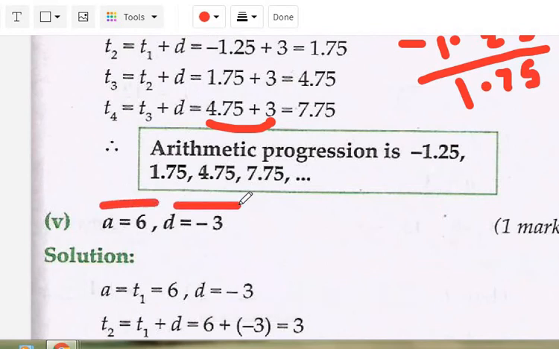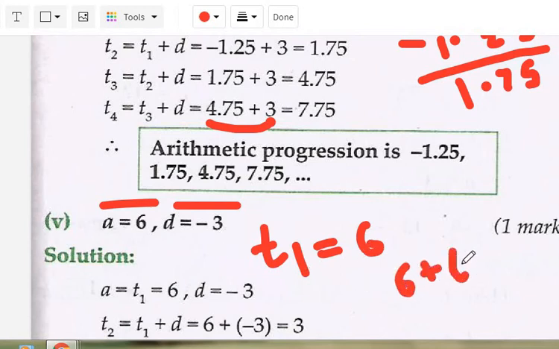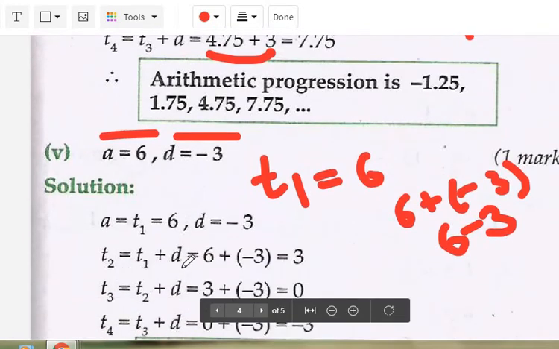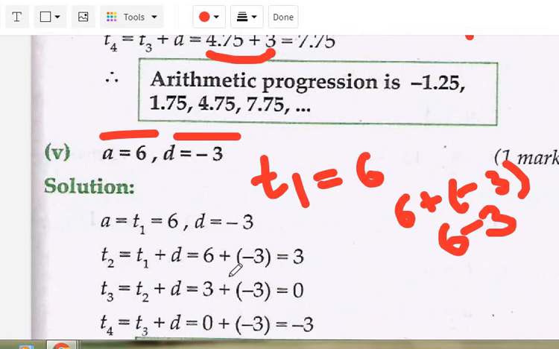Question number 3: a is equal to 6, d is equal to minus 3. A means what? First term, that is t1. t1 is equal to 6. How to find t2? t1 plus d, t1 is 6 plus d is minus 3. Here 6 plus minus 3 means 6 minus 3, remember. Plus minus is minus, therefore 6 minus 3, and t2 is 3. Here I write t2 is equal to t1 plus d. 6 plus minus 3, that is 6 minus 3, 3, okay.